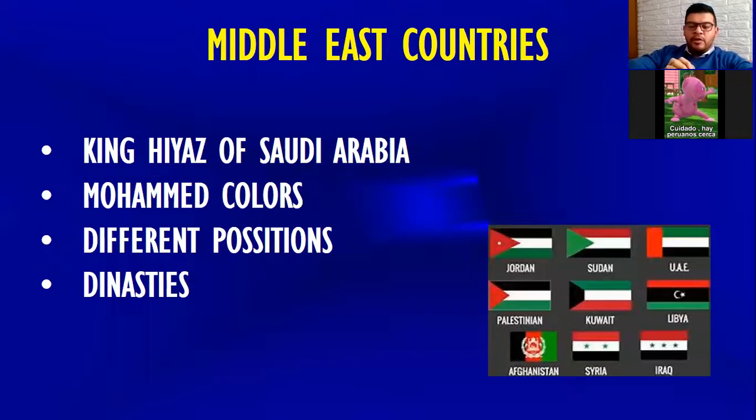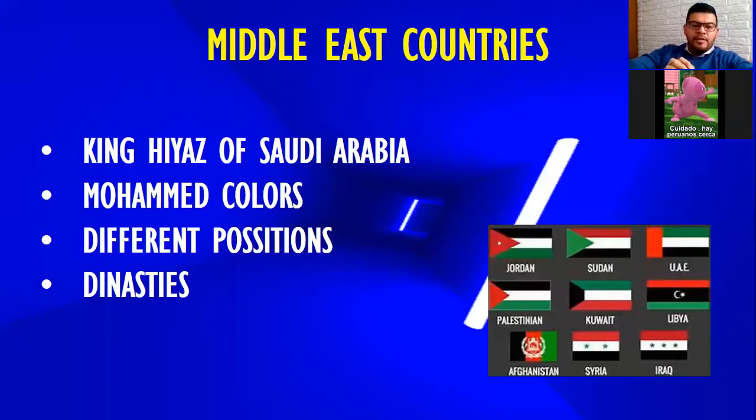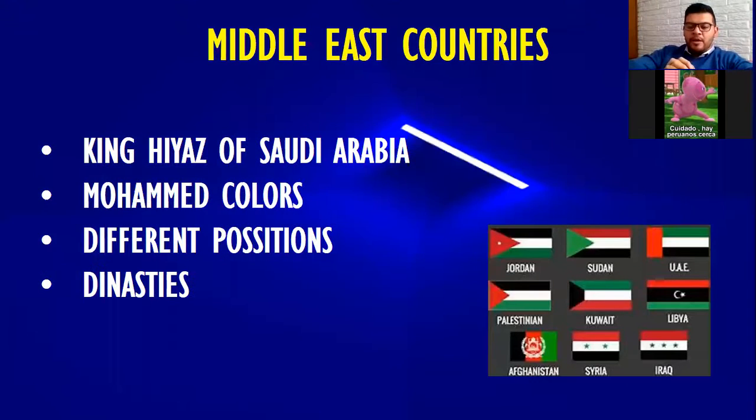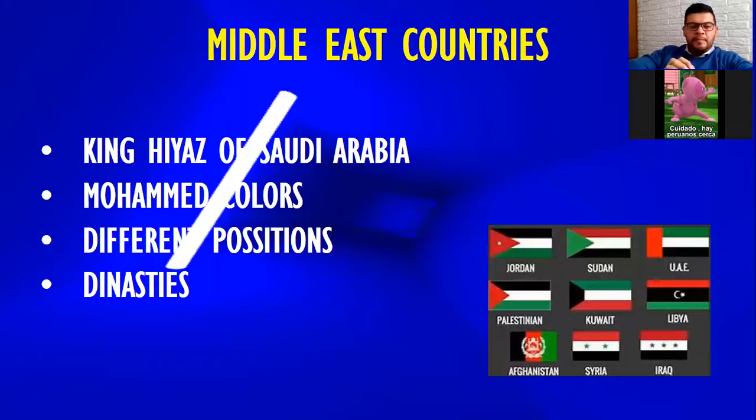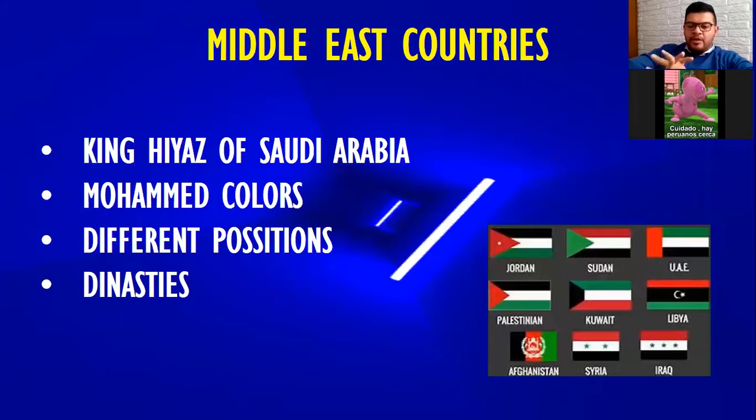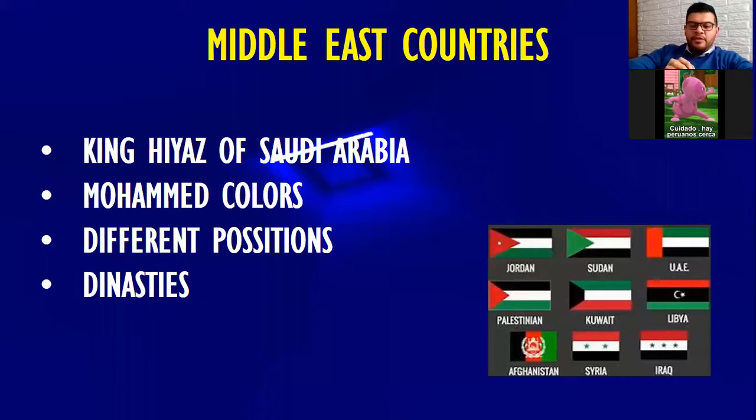And also some of the colors that are used in the flags are because of the prophet of the Islamic religion. What these countries have in common is that they all believe in Islam. And these colors are in honor of the prophet Mohammed. As you can see, they are basically using the same colors but in different positions.